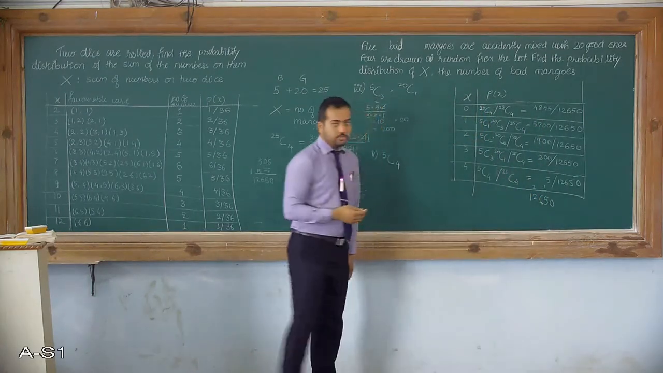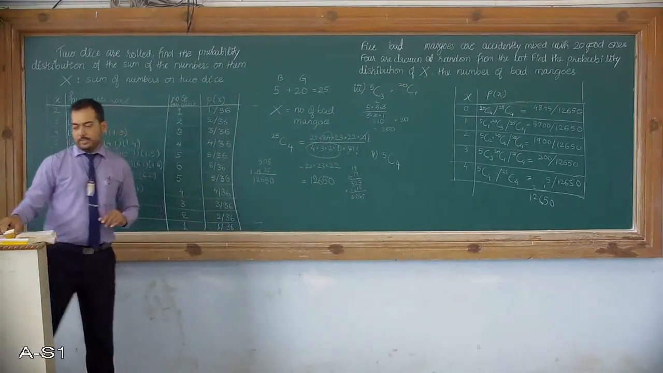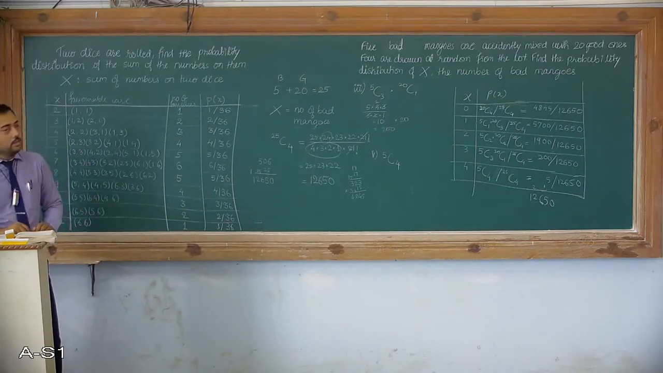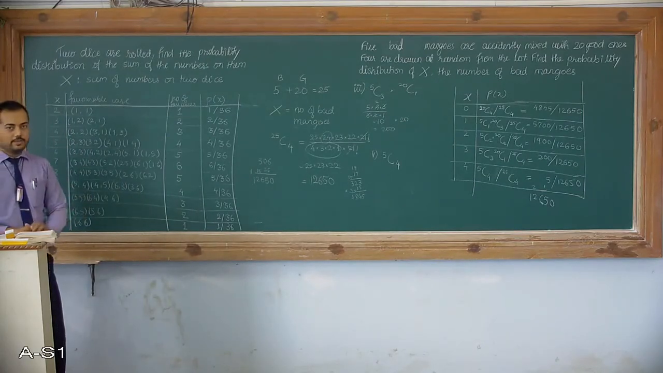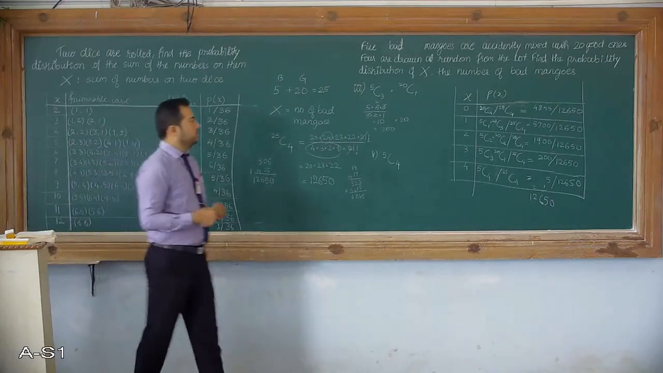4 plus 1, 5. So this also gives you 12650 as the numerator, and if you divide it, ultimately the addition of all of them gives you 1. Okay, so this probability distribution is also correct. So hope you have understood this example.